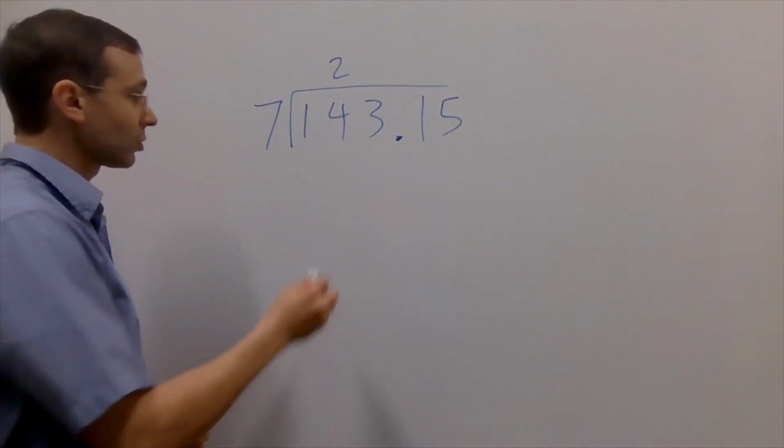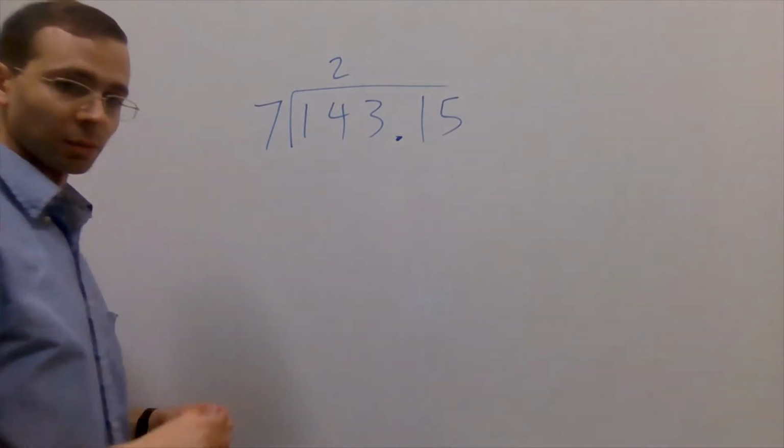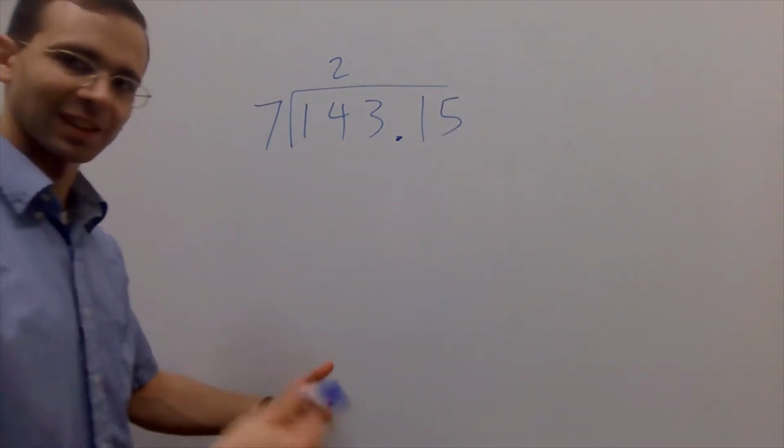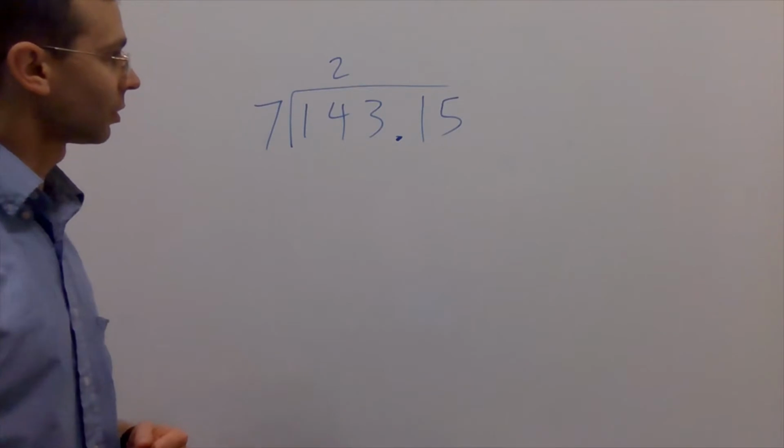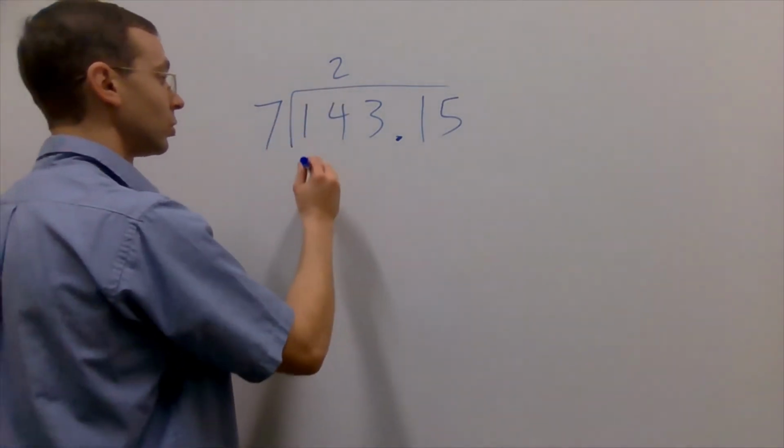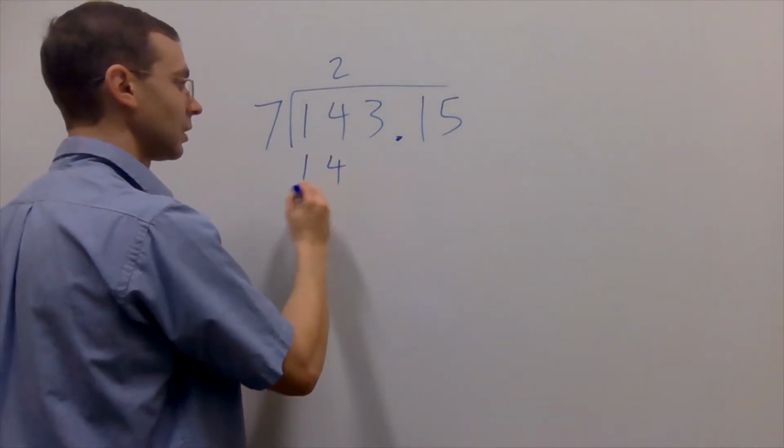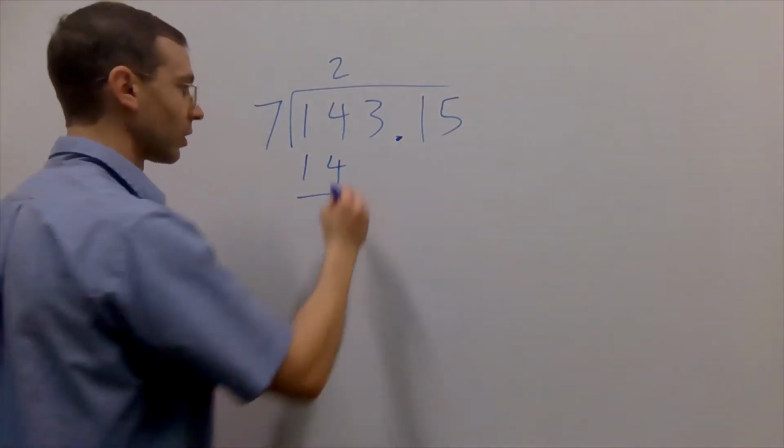For a long division, we're going to keep track of these numbers below so we can find out what's left over for the next number to deal with. So 2 times 7 is 14. We should have nothing carried over this time.